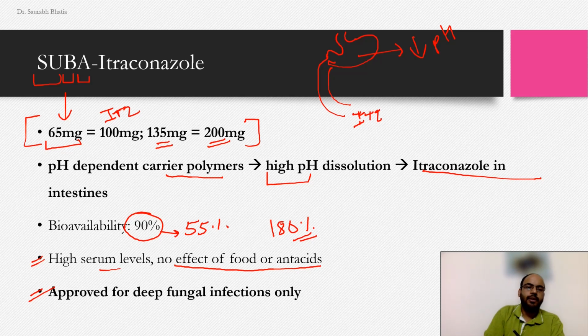Approval to be used in systemic mycosis, deep mycosis, has been received by only the 65 and 135 milligram doses. Higher doses might be available. I think I have heard of 400 milligram itraconazole once, but I have not seen it. You have to be very, very careful while using antifungal drugs because of rising resistances. Clear?